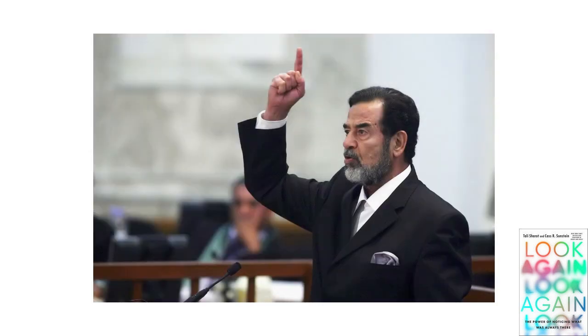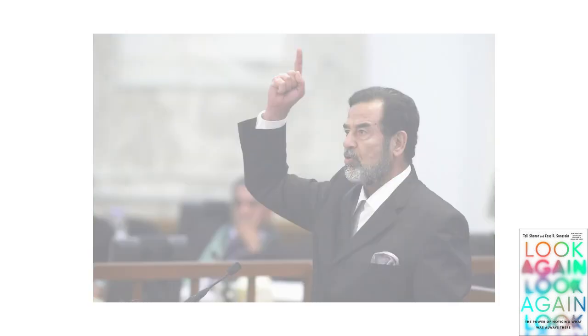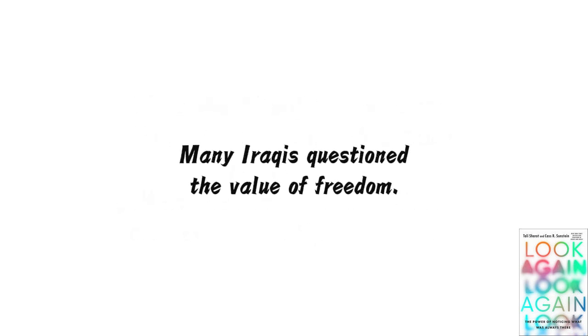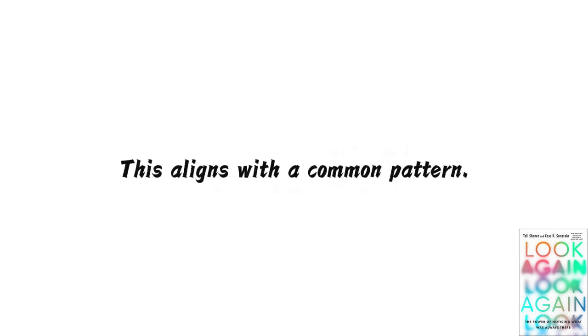For instance, Saddam Hussein's dictatorship in Iraq involved oppression and unfairness, yet people endured it because Saddam provided order and stability. When the U.S. military overthrew his regime to promote democracy, the result was chaos. Political division, sectarian conflict, drug abuse, and the rise of ISIS. Many Iraqis questioned the value of freedom. This aligns with a common pattern.